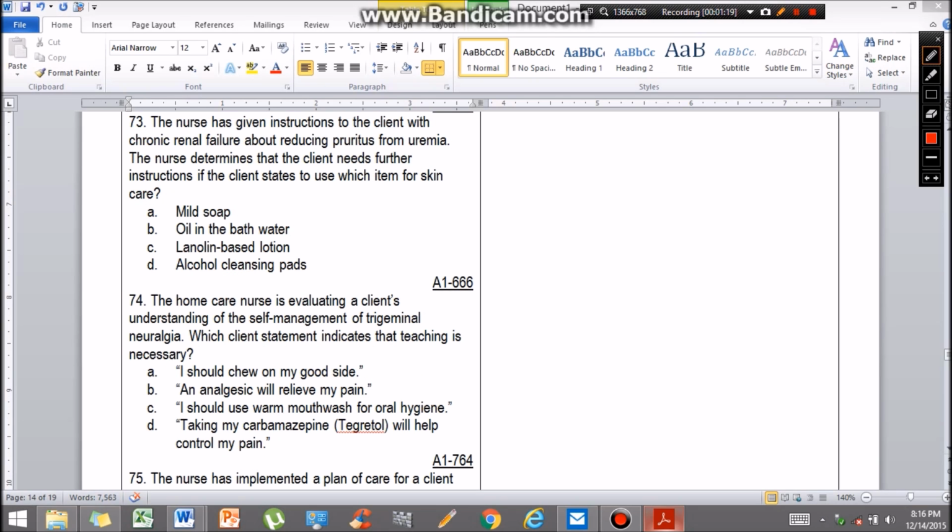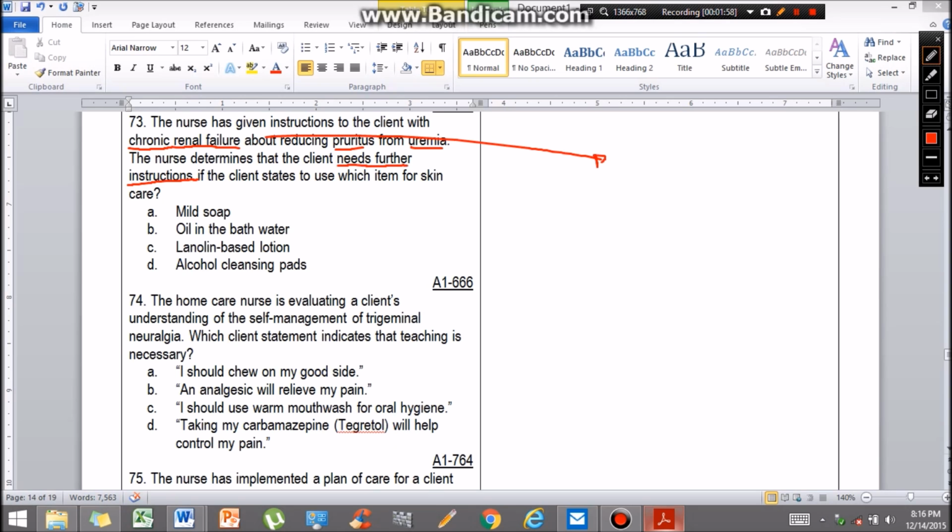Next, the nurse has given instruction to the client with chronic renal failure about reducing pruritus from uremia. The nurse determined that the client needs further instruction if the client states to use which item for skincare. A. Mild soap. B. Oil in the bath water. C. Lanolin-based lotion. Or D. Alcohol cleansing pad. Given the history, the client has pruritus from uremia because the client has chronic renal failure. And we're looking for something that needs further teaching or instruction.